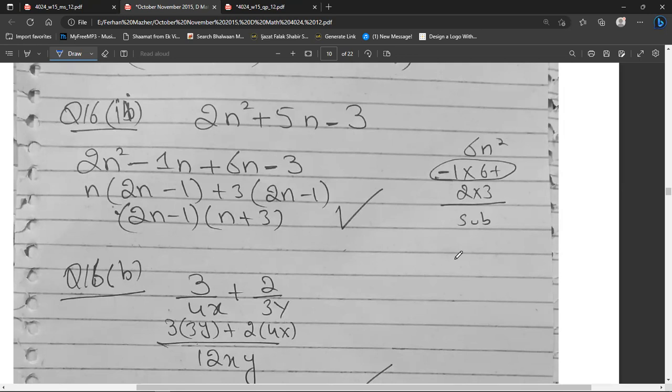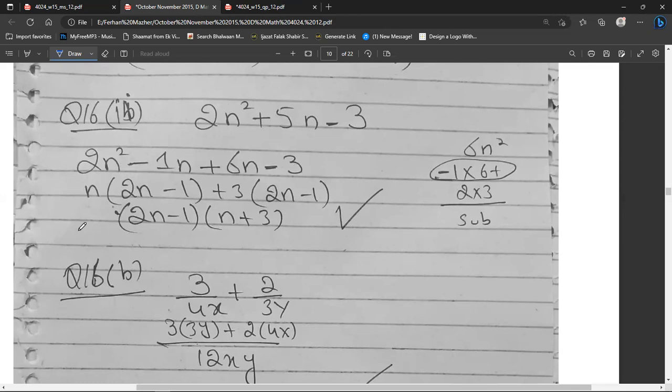Because the third term has the negative sign, I'm looking for the pair which by subtraction will give me positive 5. So I will choose this pair, and the larger number I will give a positive sign, and the smaller number a negative sign. So minus 1 plus 6 will be positive 5. So you will have 2n square minus 1n plus 6n minus 3.